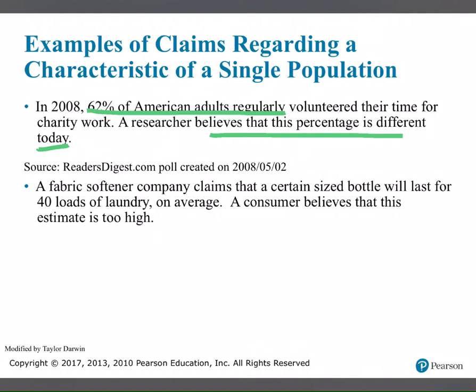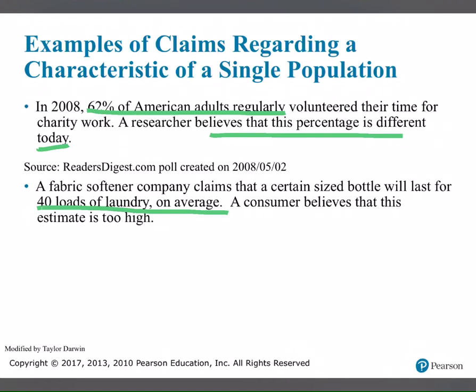The second one says, a fabric softener company claims that a certain size bottle will last for 40 loads of laundry on average. So that 40 loads of laundry on average is your parameter, and it's a mean. And then a consumer believes that this estimate is too high. That's really what hypothesis testing is in a nutshell.